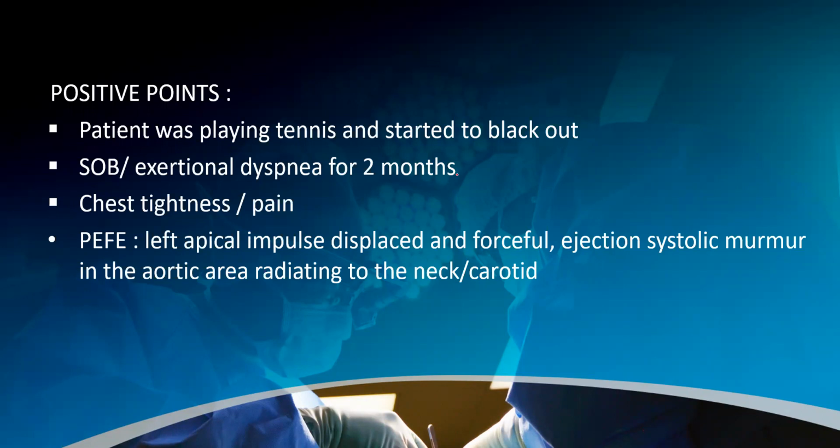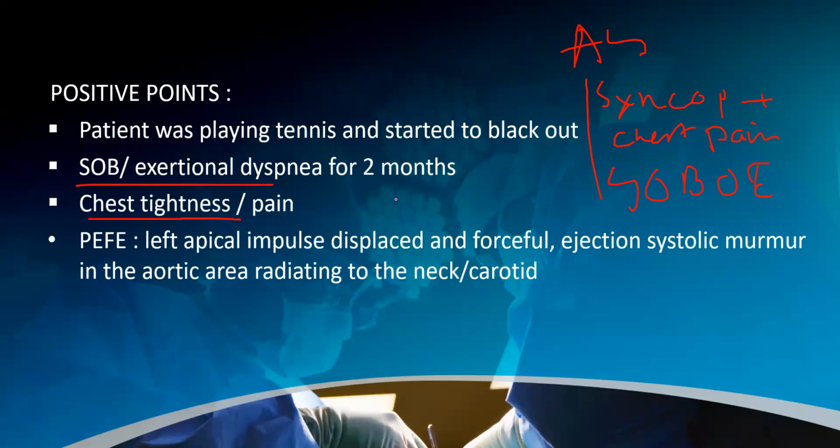What else will you get? There is a triad for aortic stenosis. The triad is syncope, plus chest pain or chest tightness, mainly on exertion, and shortness of breath on exertion. So these are the triad for aortic stenosis. So in this history, the patient also gets chest tightness or pain, especially during playing, during exercise or exertion. Also difficulty in breathing for the last 2 to 3 months, especially when the patient is exerting. These are the findings that you are going to get in your history, nothing else.